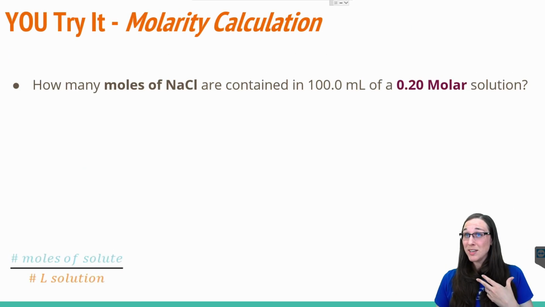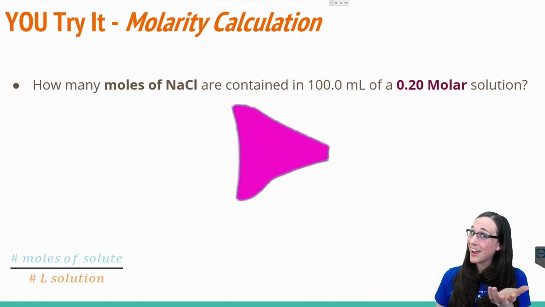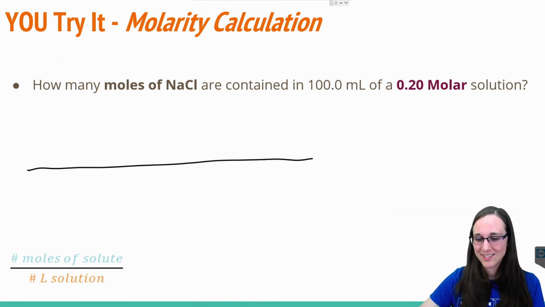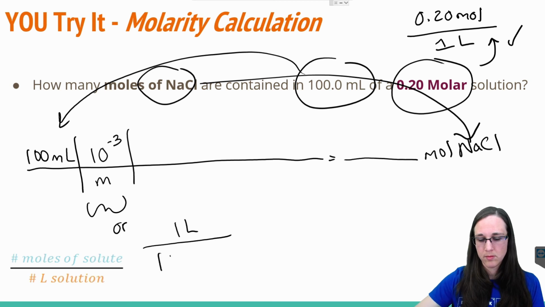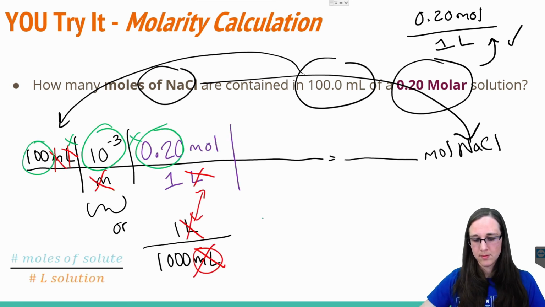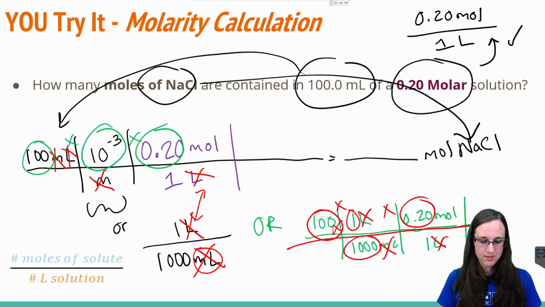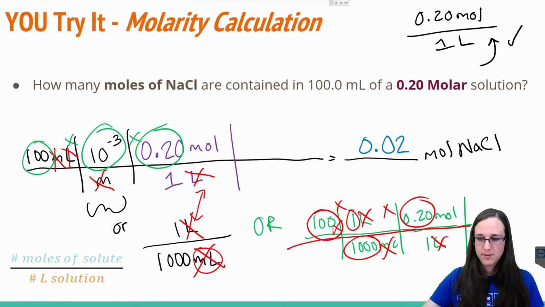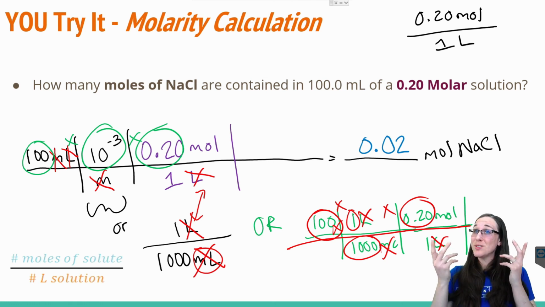Now that you've seen me do it, go ahead and pause the video here and give it a try. Ready? Here we go. Hopefully you saw both ways that you could set this up. Either way, you'll get the right answer, 0.02 moles of NaCl.